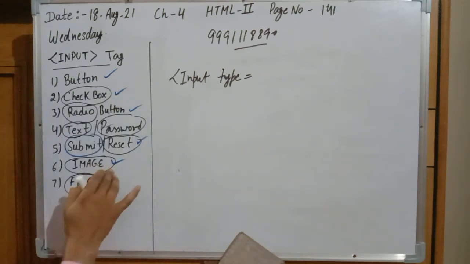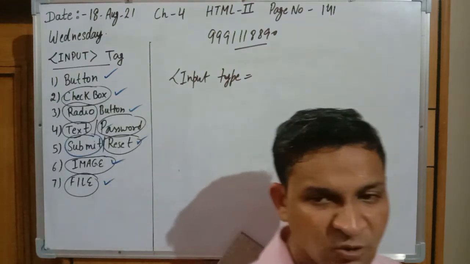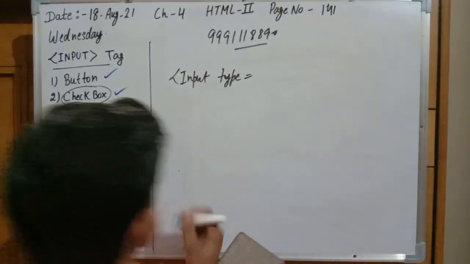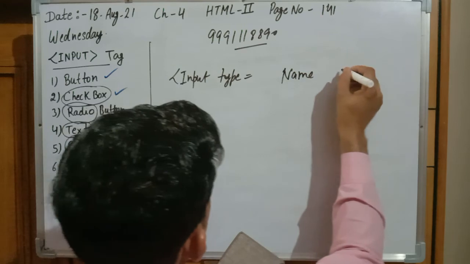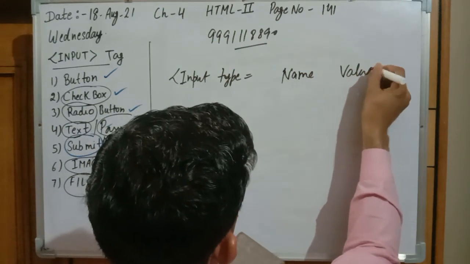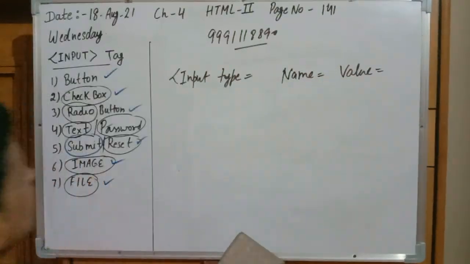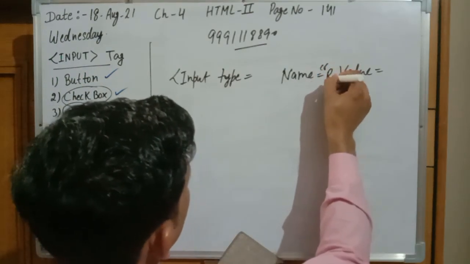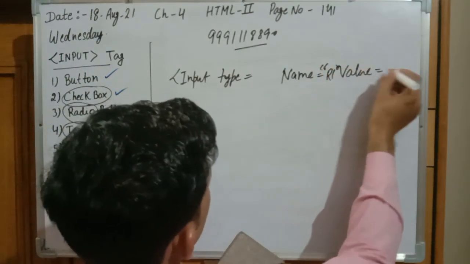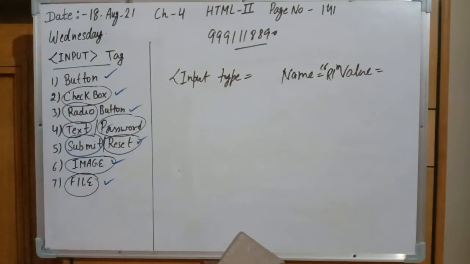The example of image and file is not given in your book. They have given examples related to button, checkbox, radio button, text, password, submit. So these examples are given that we have studied in today's session. Attributes that we are using: type, second is name, and third is value. Generally we are using these three attributes. Type is the type of button, name we can give R1, R2, any one name, and value is what we will write in that button, that is the value concept.